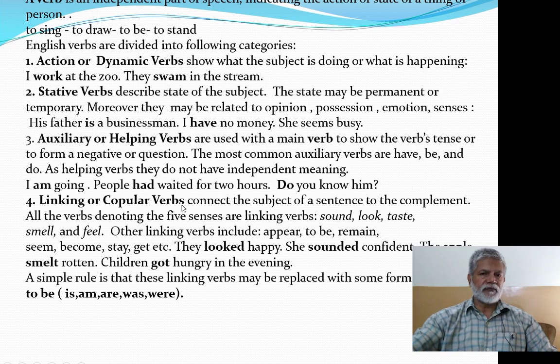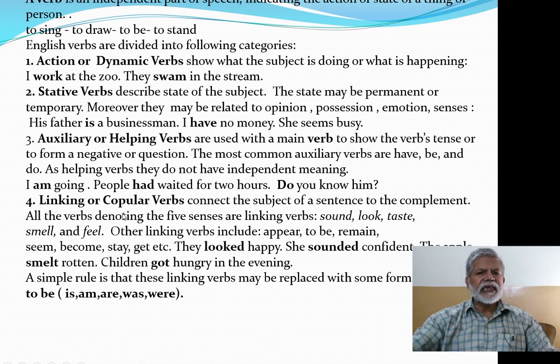Linking or copular verbs. Linking verbs are sometimes called copular verbs also. They may be the same, have, be, they may be these verbs or certain other verbs. Linking or copular verbs connect the subject of a sentence to the complement. Basically, the function of a linking or copular verb is to connect the subject to the complement. Complement may be a noun or an adjective or a phrase. All the verbs denoting the five senses are linking verbs.